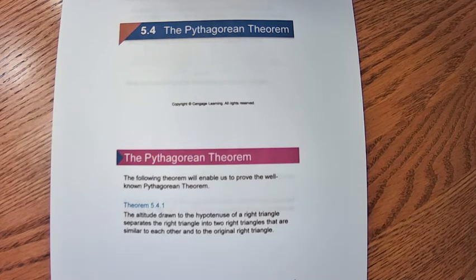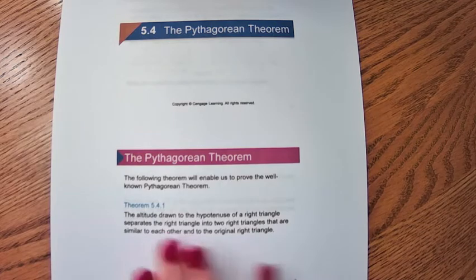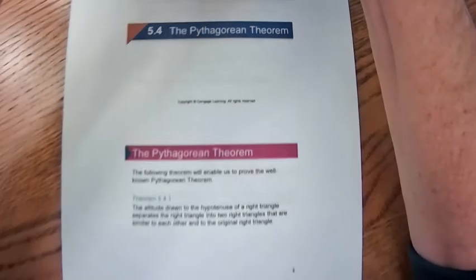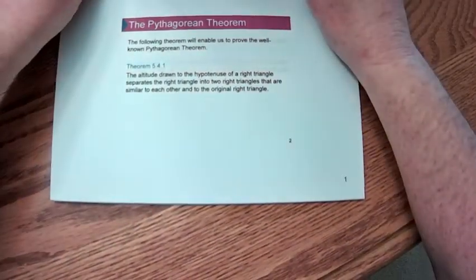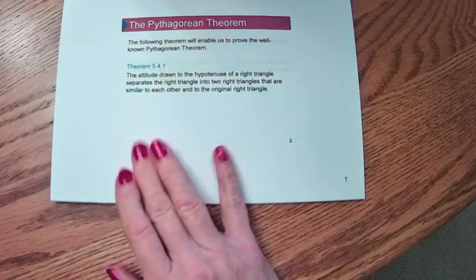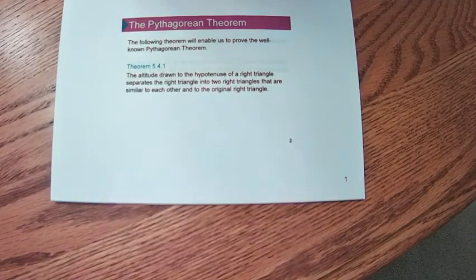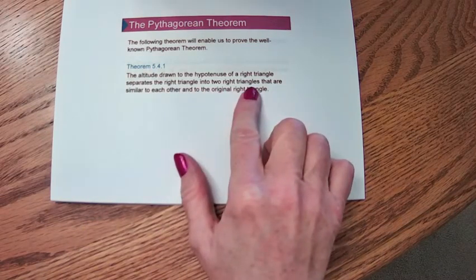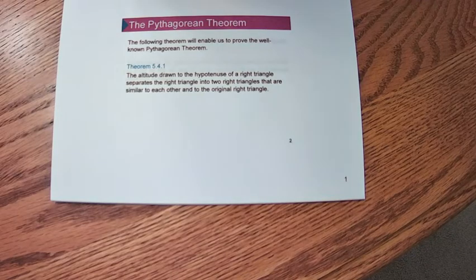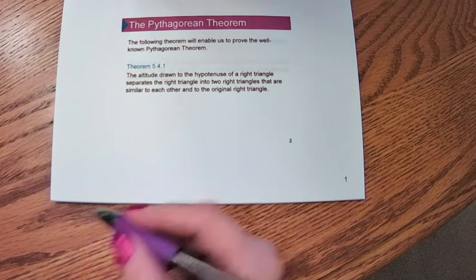So let's start with the Pythagorean theorem and some pretty interesting properties of right triangles and altitudes and how it creates other similar triangles. All right, so this theorem 541 is just a mouthful, but we're going to draw a diagram and I think it'll be a lot clearer to you. An altitude drawn to the hypotenuse of a right triangle separates the right triangle into two other right triangles that are similar to each other and to the original triangle.